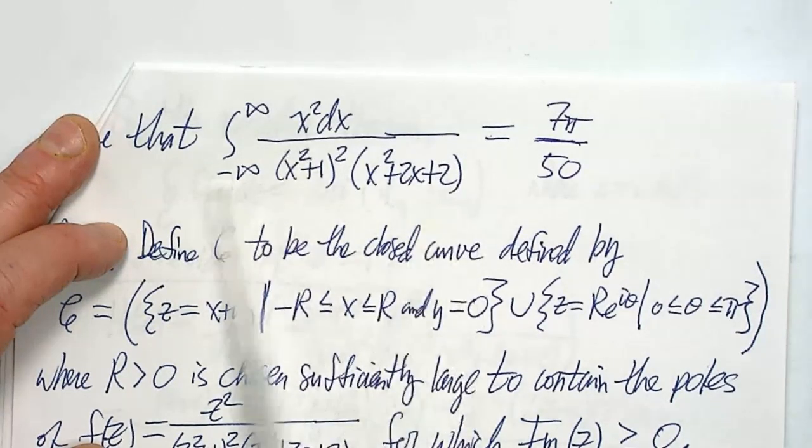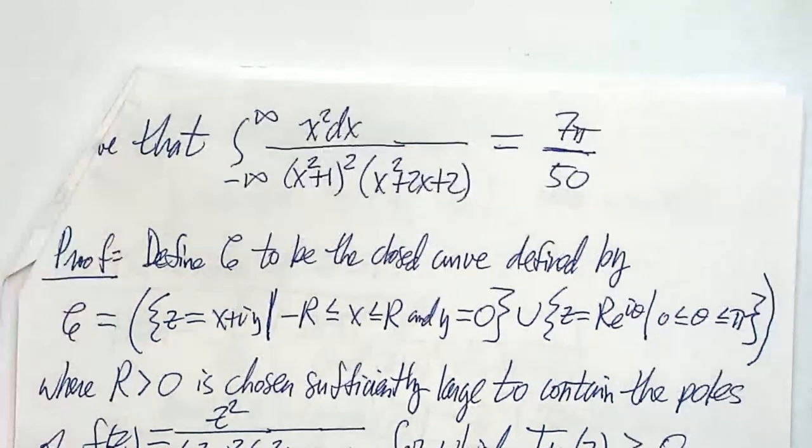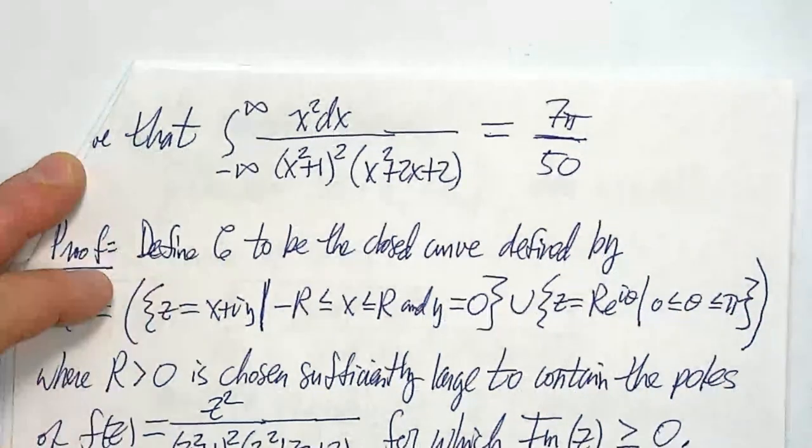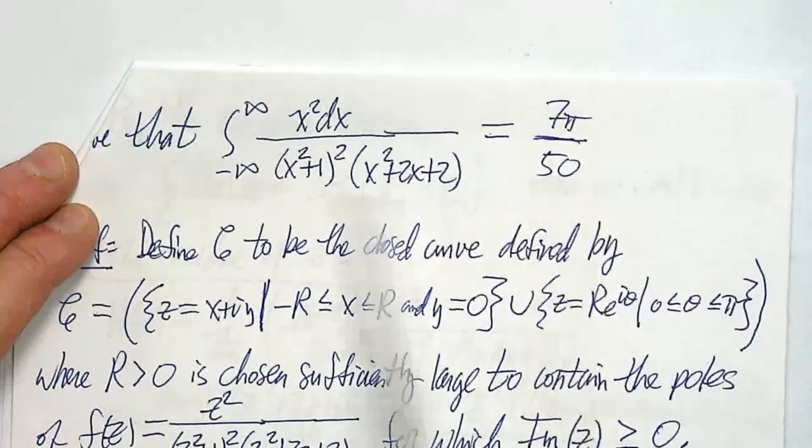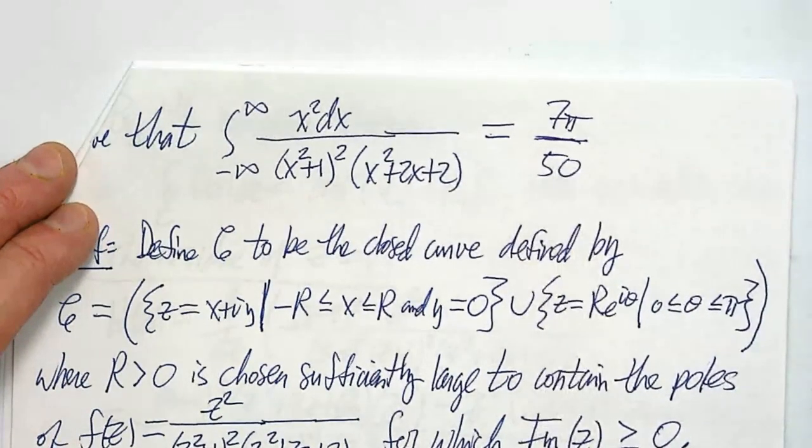Usually when you see x, it means a real variable like y, and z would represent x plus iy, the complex variable. And so we can use complex variables to prove that this integral equals 7 pi over 50.